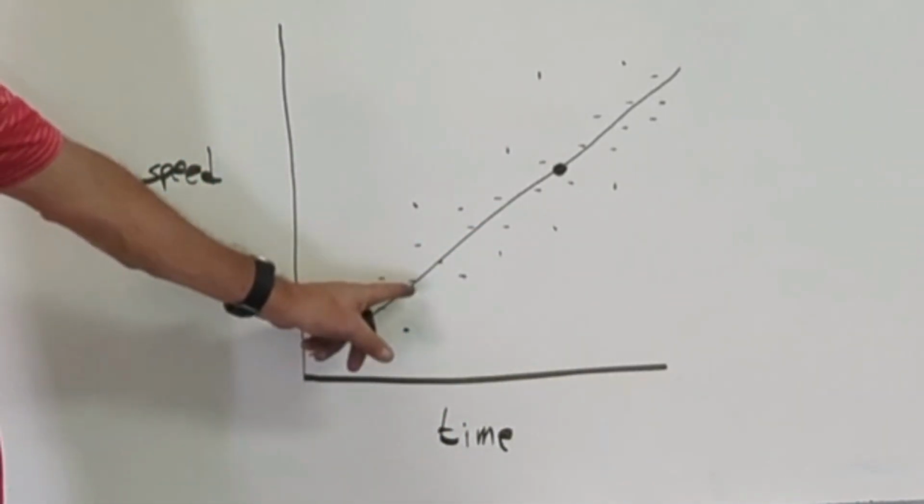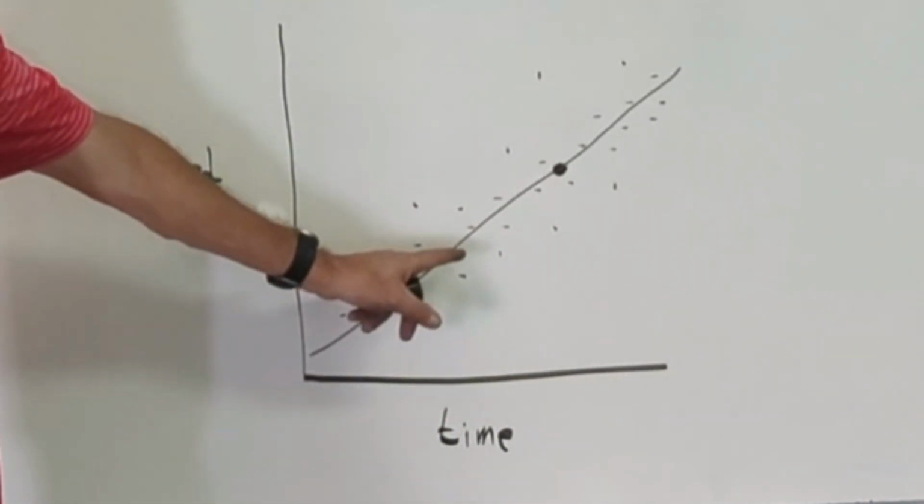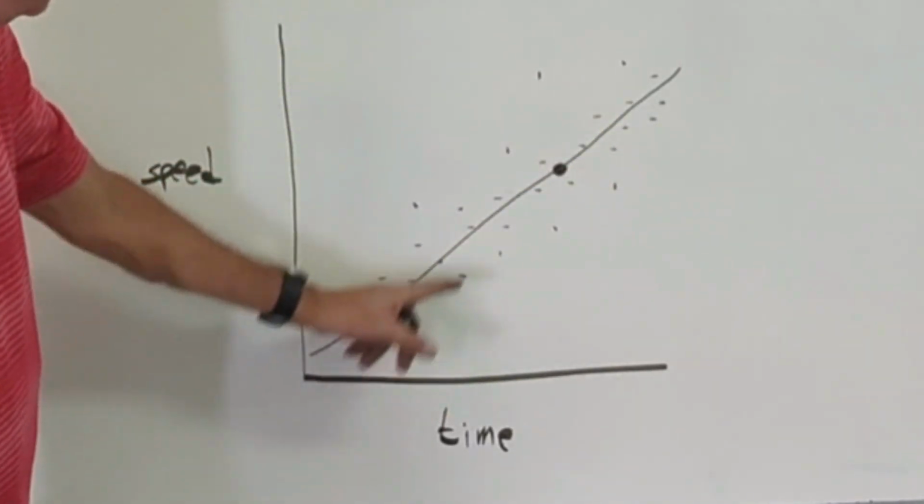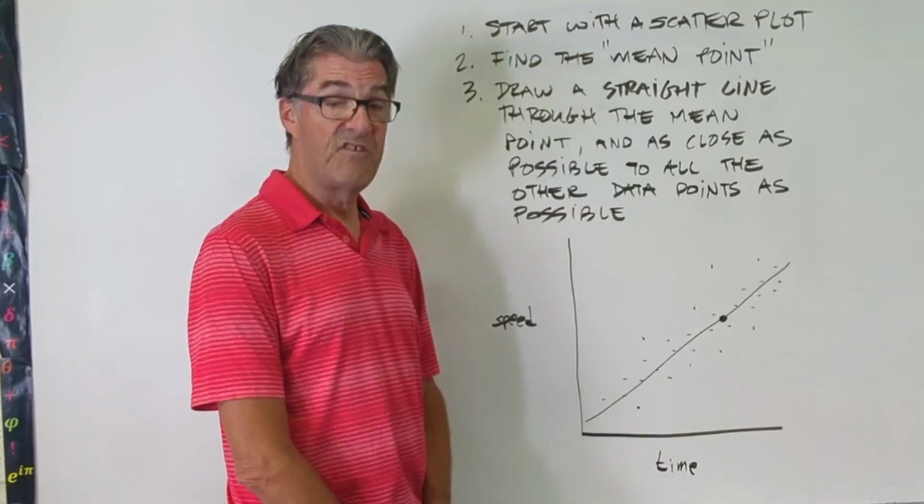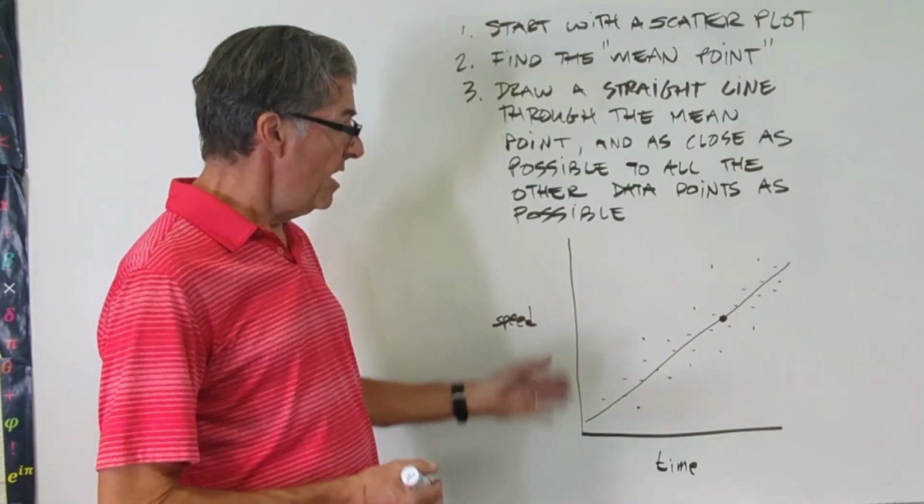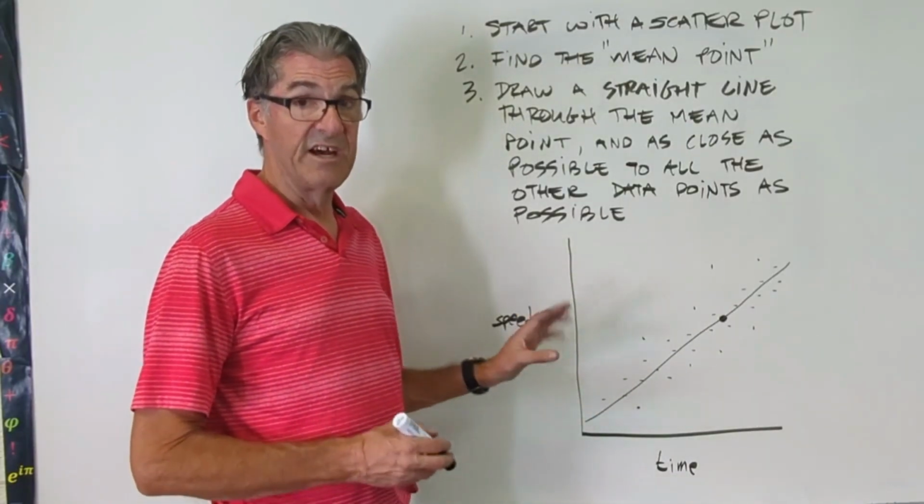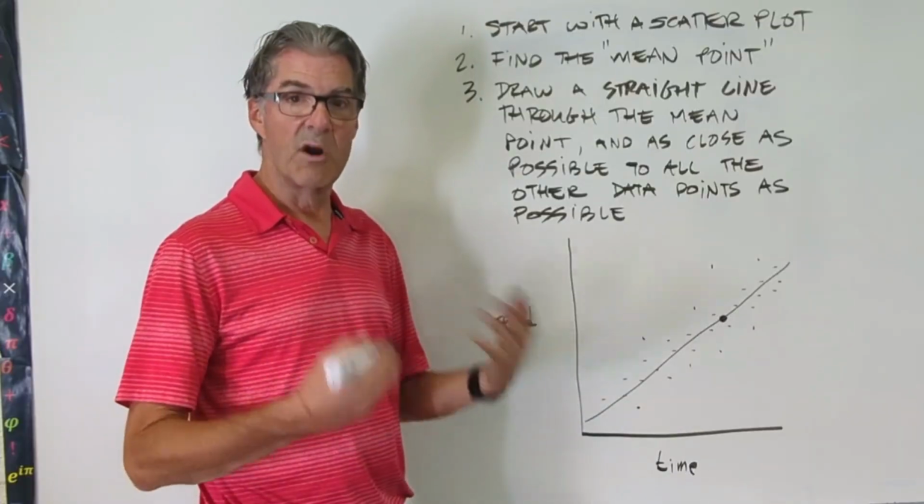Plus you can see I'm going right through 3 of them, and I'm pretty close to 2, 3, 4, 5 more. So that seems like a pretty good fit. So this would be a best fit line for this data. Now let's get into the details and do it more mathematically.